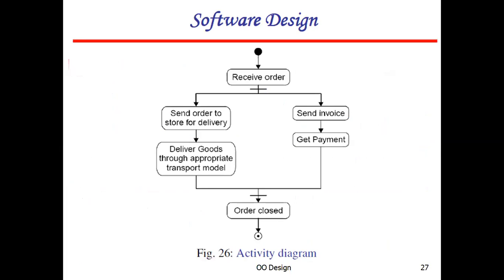While we are getting the payment, we need to deliver the goods through an appropriate transport mode. While the customer receives the order, we need to close the order. For example, while you are purchasing goods and services through Flipkart or Amazon, you need to place the order. After that, the organization will receive the order. They will send it, and you pay either online or by cash on delivery. So there are two modes of payment.